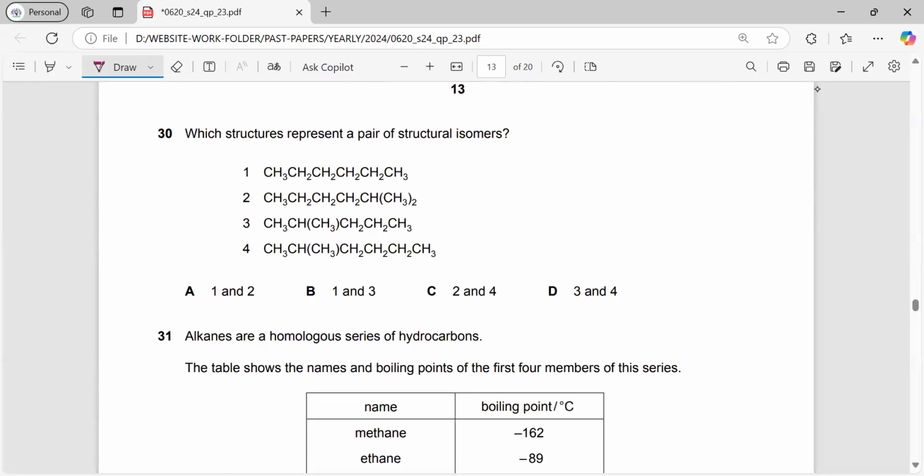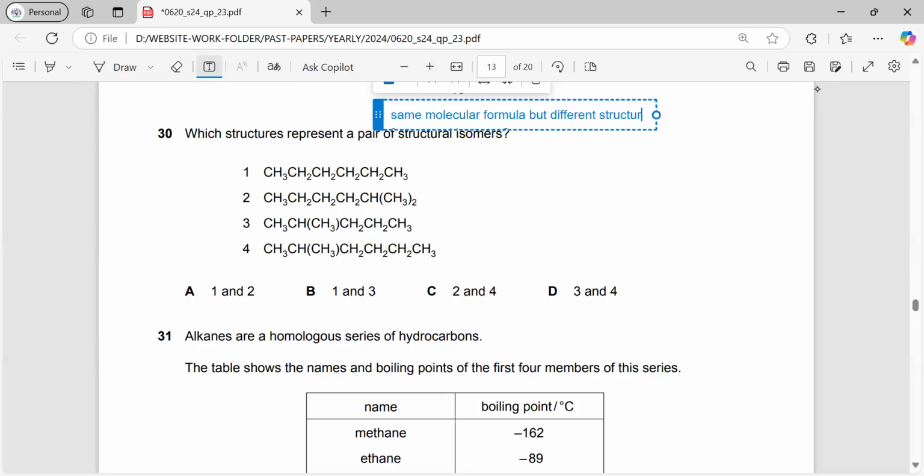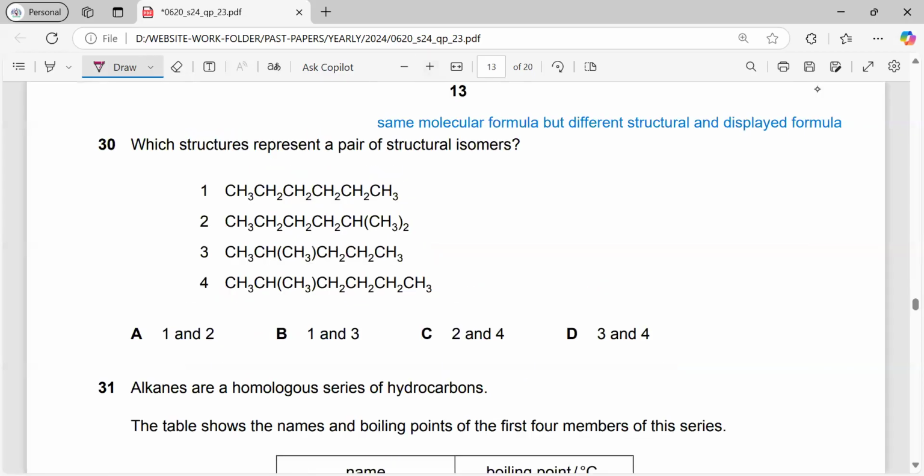Which structures represent a pair of structural isomers? Now, structural isomers are compounds which have the same molecular formula but different structural and displayed formulae. So they have the same molecular formula but different structural formula. So we have to see which two have the same molecular formula. How will we do it? We'll count the number of hydrogen atoms in each of them.